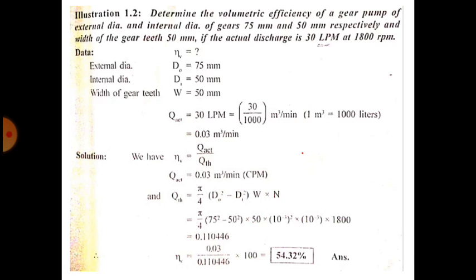So Q theoretical is equal to 0.110446. Volumetric efficiency is Q actual divided by Q theoretical. Q actual is given, and we have calculated Q theoretical. If you multiply by 100, you get the percentage. So the volumetric efficiency is 54.32%. The remaining things we will discuss in the next class.